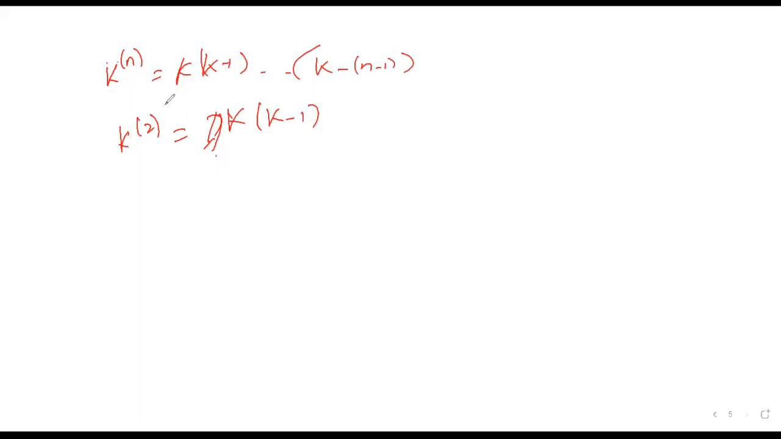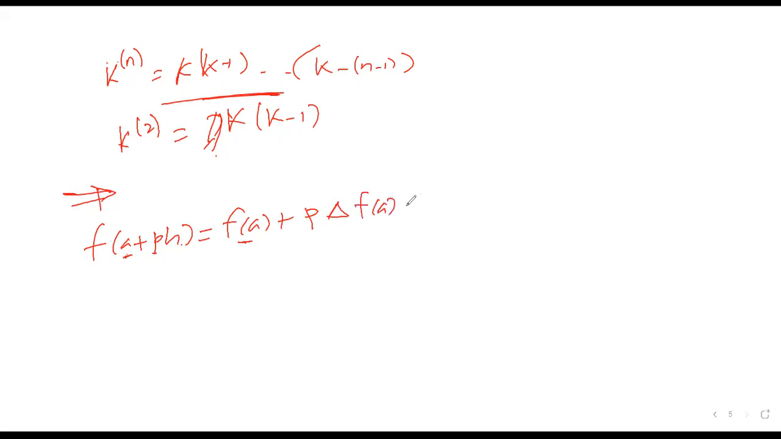So we're going to use that also here to simplify. So f of a plus ph is equal to, see here what's happening, this is how you can memorize this one. A plus pH. First you have to write this term only, f of a. Then you use the p one time, and delta f of a. Next term will be p into p minus 1 delta squared f of a.